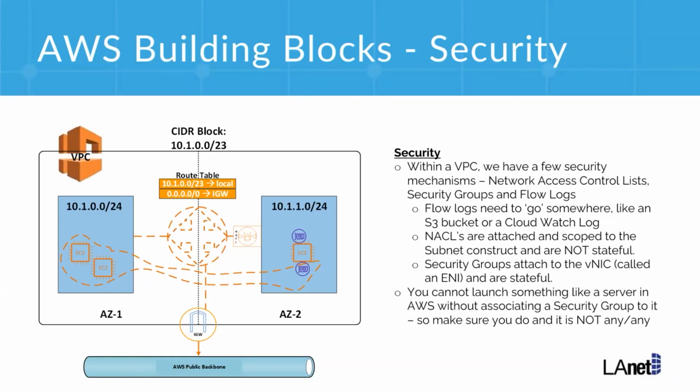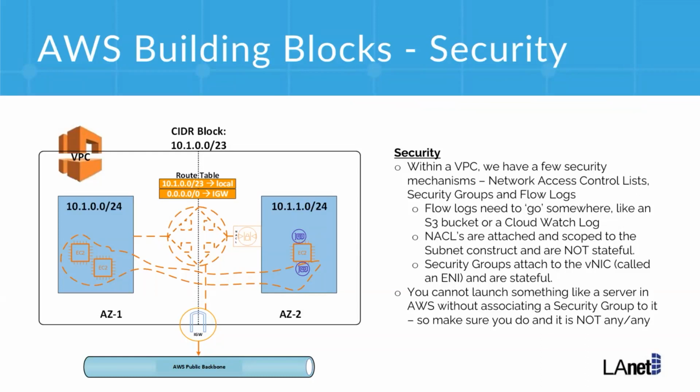Probably the most common security mechanism I find at the VPC or network level are security groups. And security groups attach to something called an ENI, or Elastic Network Interface. You could think of that as a VNIC. It's just the NIC that's on your VM. And the things that we're creating up there are effectively VMs. We call them EC2s.